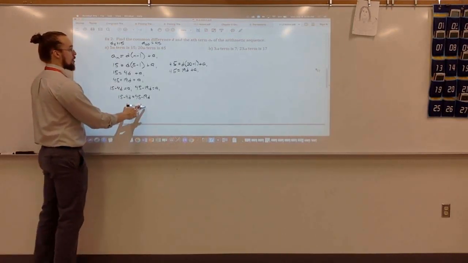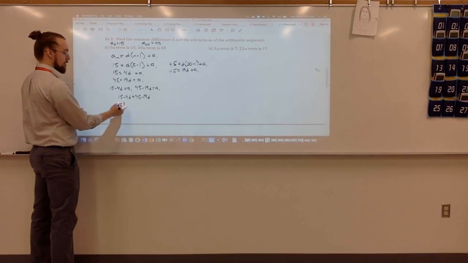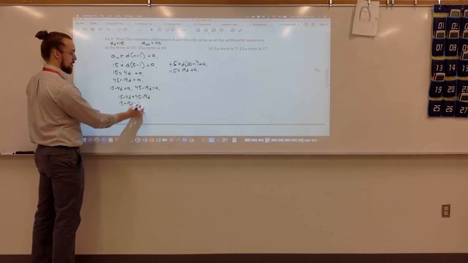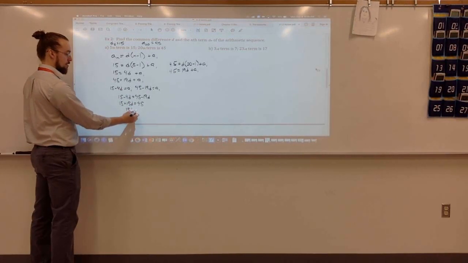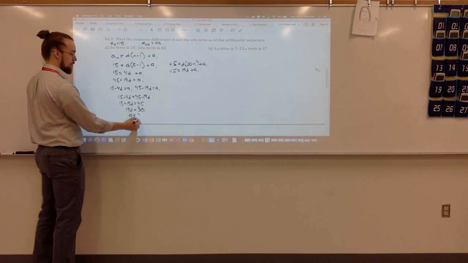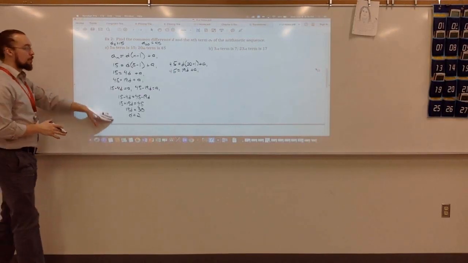So get the d's on one side. I can add 19d over here, so that'll be plus 15d. Subtract 15 over, divide by 15, and we get d equals 2. Okay, so that's one way to do this.